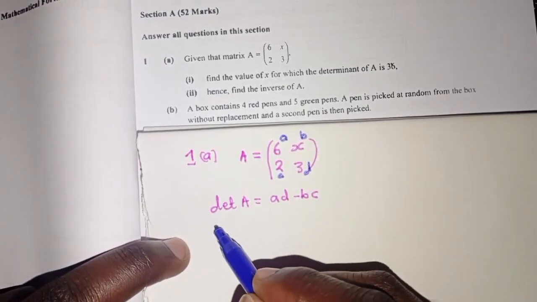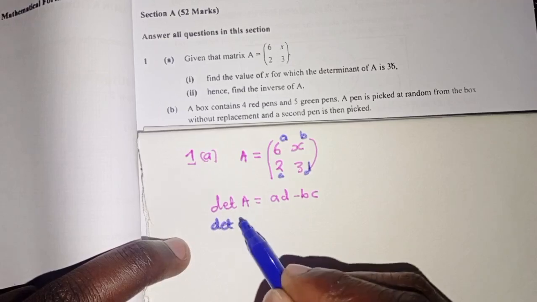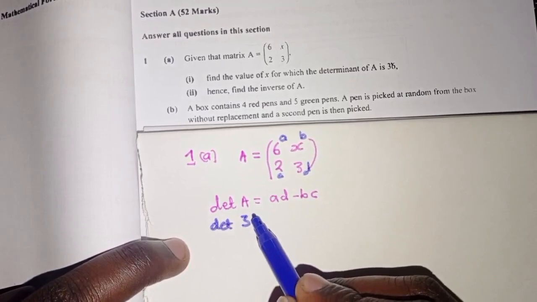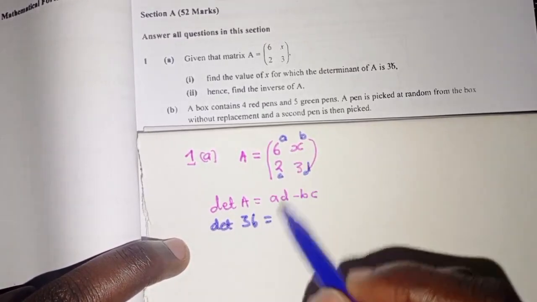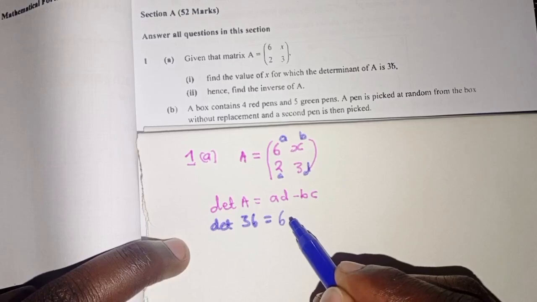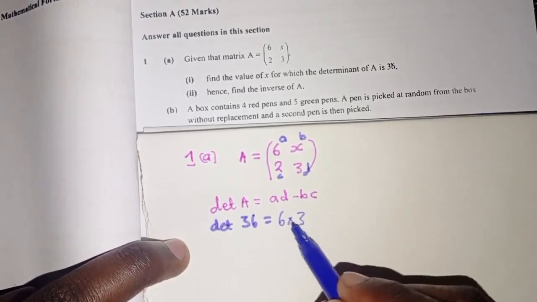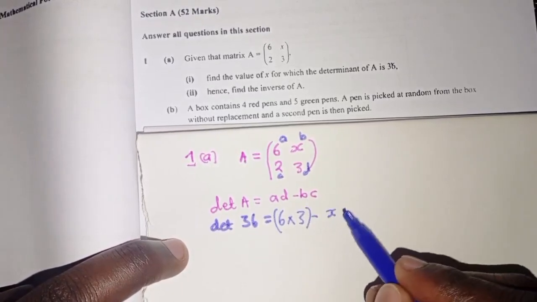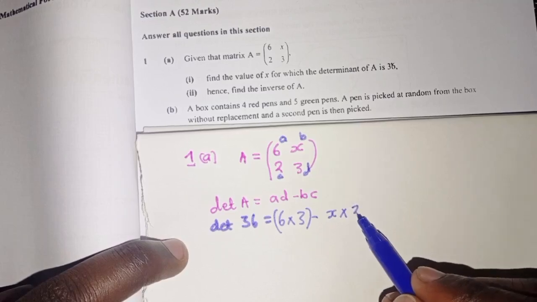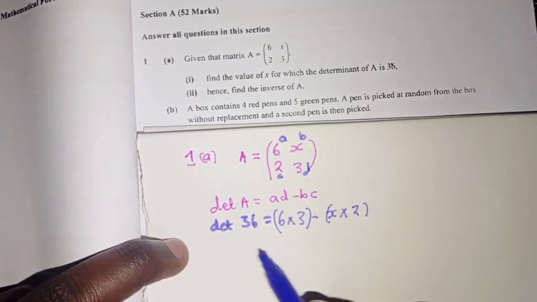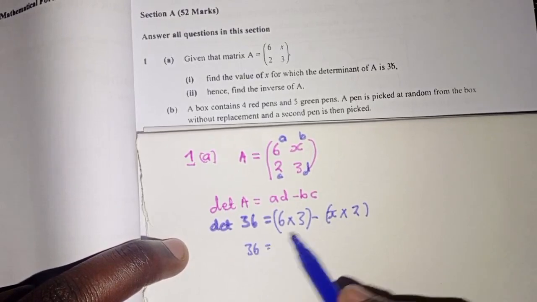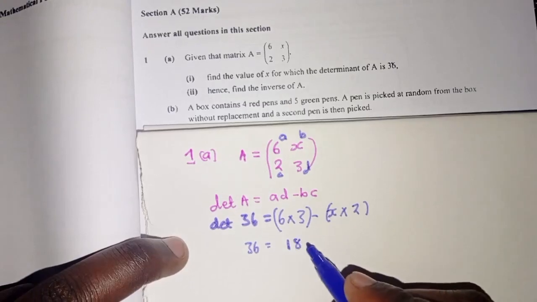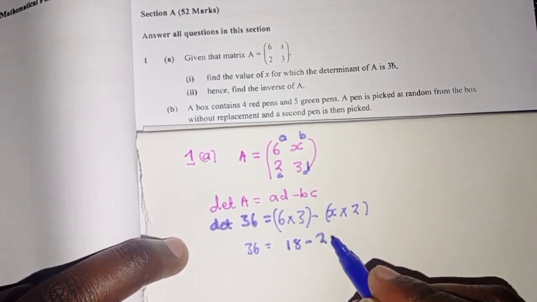So we are going to write determinant A, which is 36. So determinant for A is 36, is equal to A, which is 6, multiplied by D, which is 3. Put this in brackets, minus B, that is x, multiplied by 2, which is C. So we say 36 is equal to, here you get 18, here you get 2x.